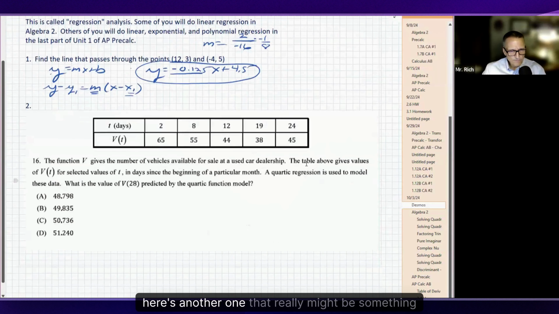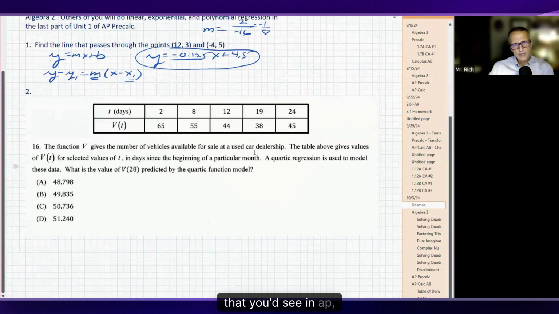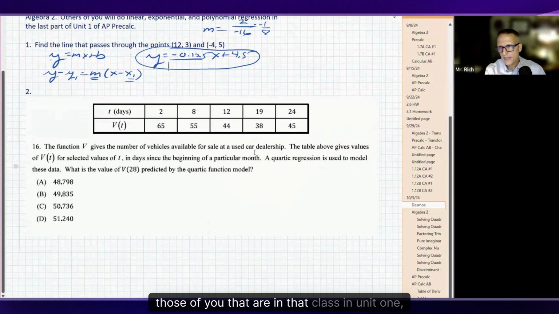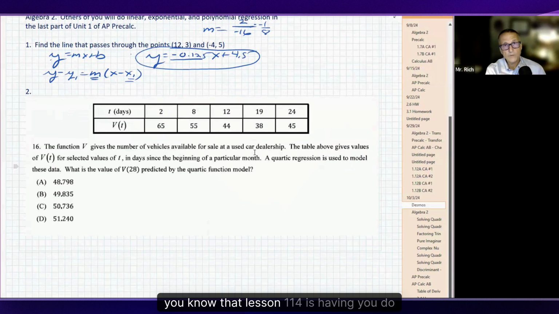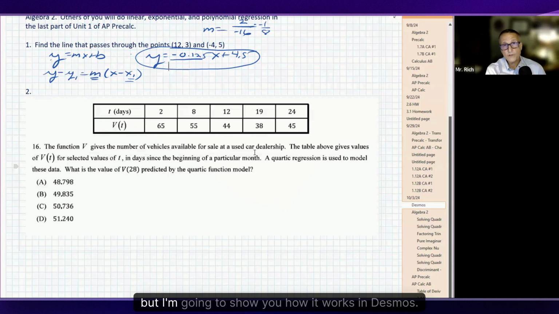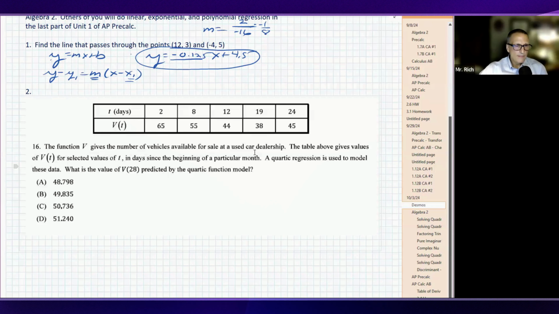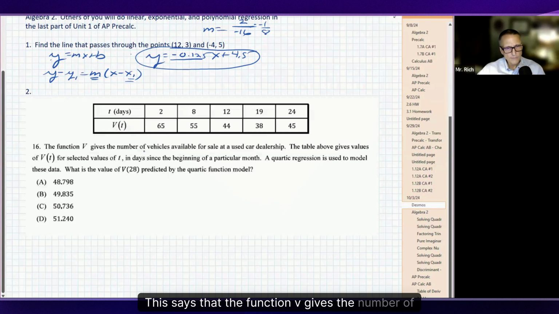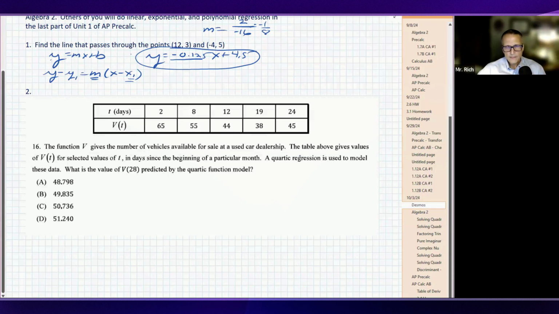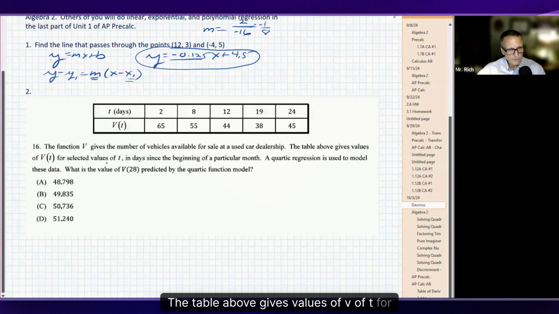Here's another one that really might be something that you'd see in AP Precalc. Because in AP Precalc, those of you that are in that class in Unit 1, you know that Lesson 1.14 is having you do this sort of regression analysis on your TI-84. I'm not going to go into it on the TI-84 here, but I'm going to show you how it works in Desmos. This says that the function V gives the number of vehicles available for sale at a used car dealership.